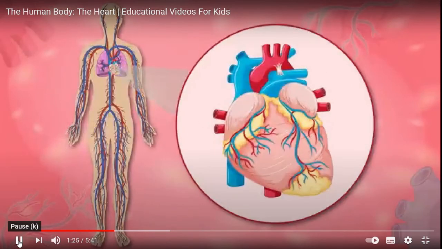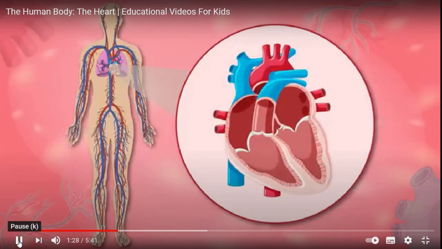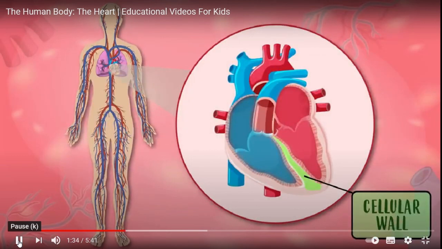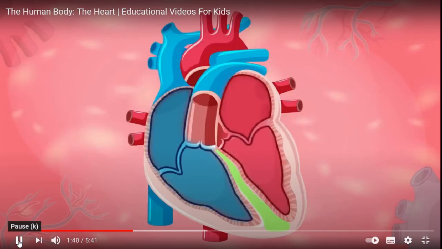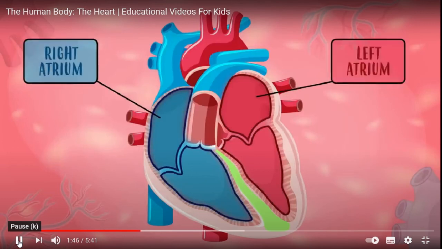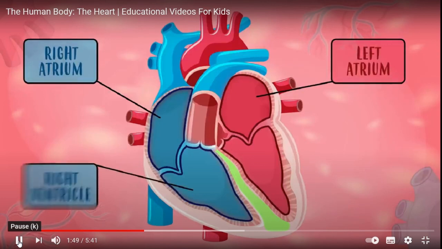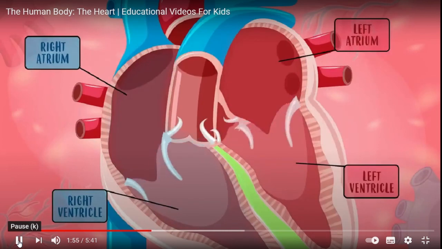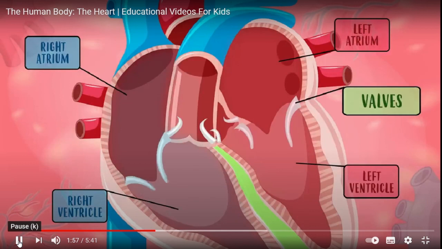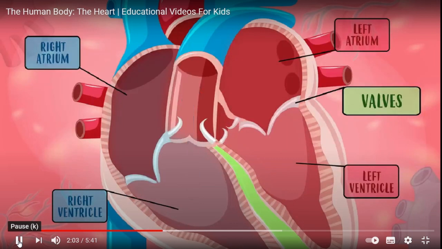The heart is divided into 2 parts, the right part and the left part, separated by a cellular wall, so they are not connected internally. Each one of these parts has 2 chambers or cavities. The upper cavities are called right and left atrium, and the lower cavities are called right and left ventricle. The heart also has 4 kind of doors, which are called valves. These valves open to let blood in, and they close so this blood can't go back.